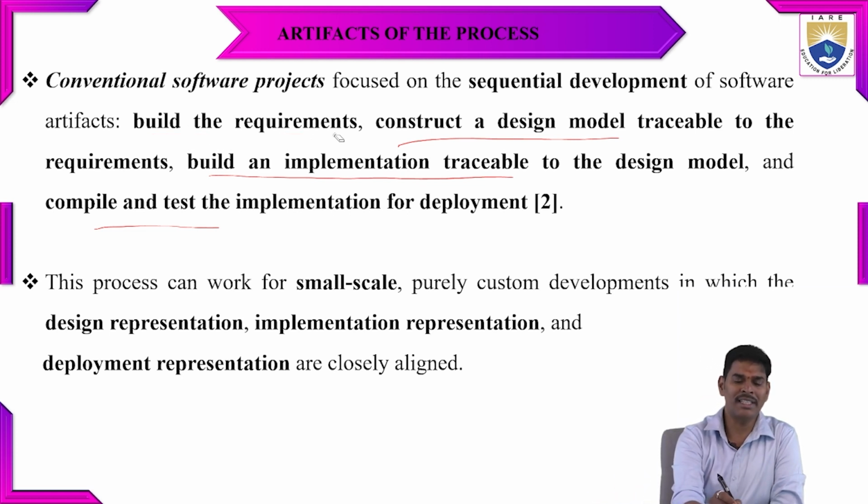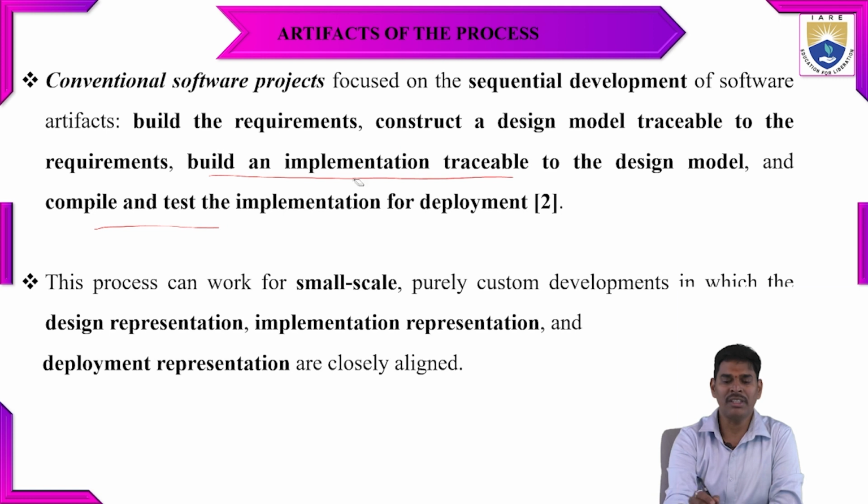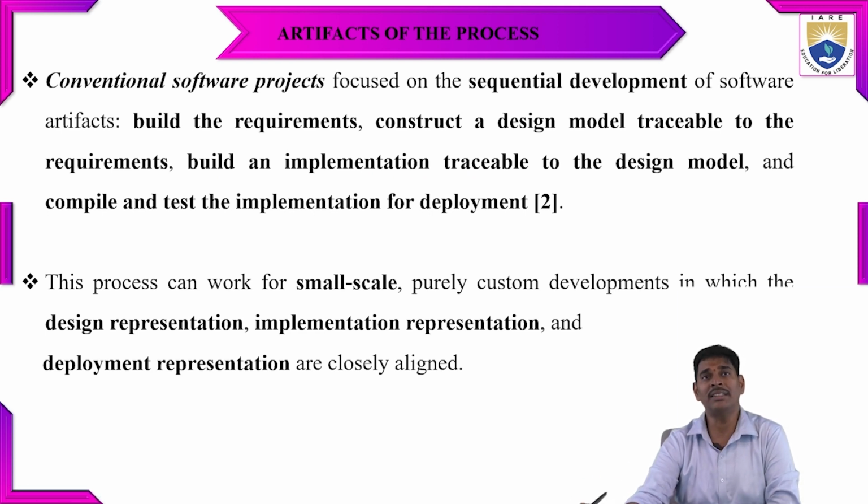So these are the various phases in the conventional software project. Each phase has to be completed, and only then will it move to the next phase. This is mainly used for small scale projects, and they also need to have a clear idea about the design representation, implementation representation, and deployment representation, and understand how the process can be simplified at small scale.